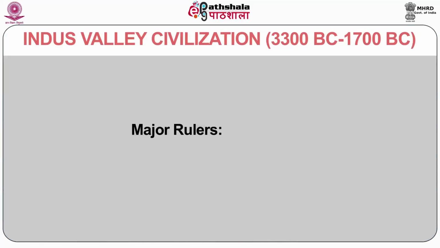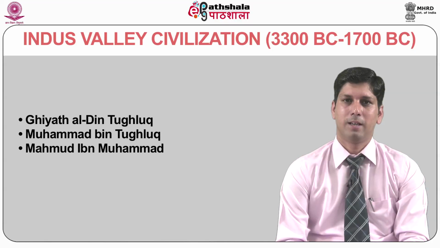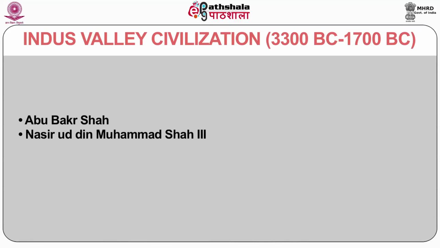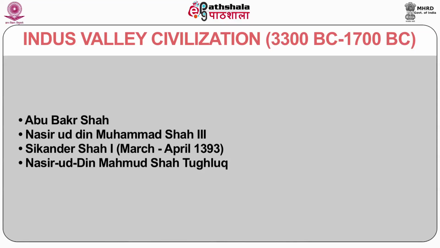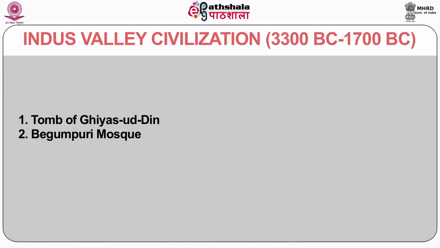The major rulers of this dynasty include Ghiyath al-Din Tughlaq, Muhammad bin Tughlaq, Muhammad ibn Muhammad, Firuz Shah Tughlaq, Ghiyath al-Din Tughlaq II, Abu Bakr Shah, Nasir ud-Din Muhammad Shah III, Sikandar Shah I, Nasir ud-Din Muhammad Shah Tughlaq, Nasir ud-Din Nusrat Shah.